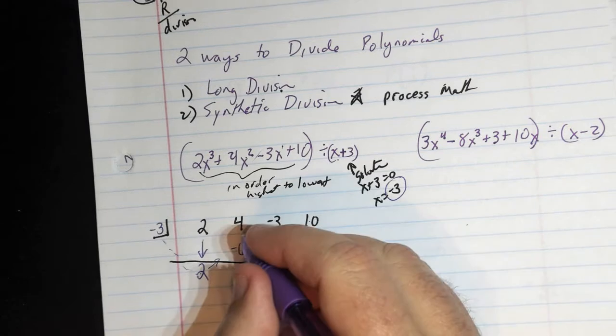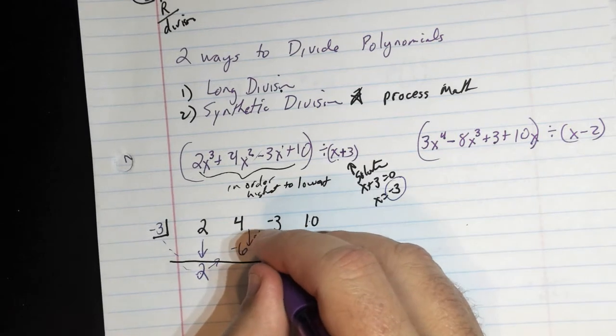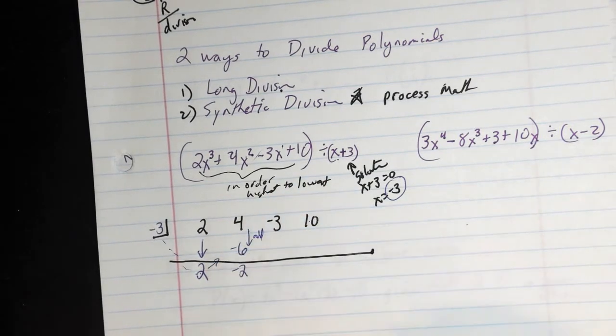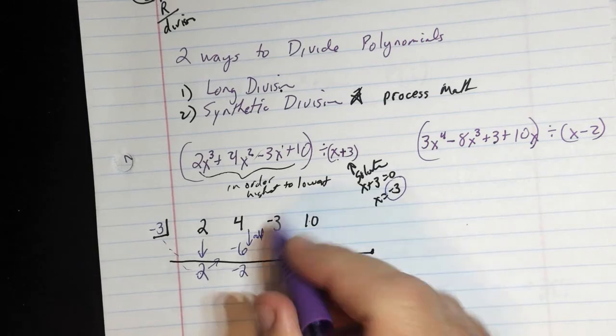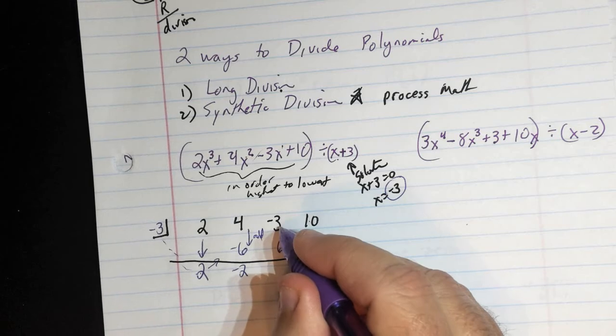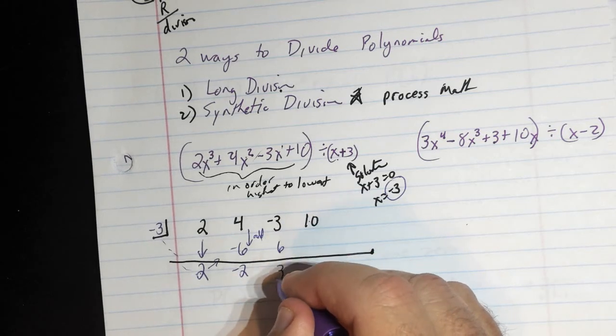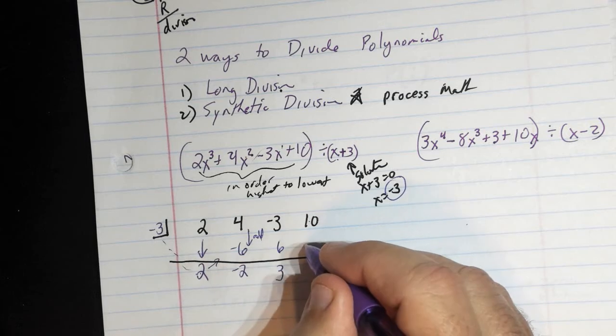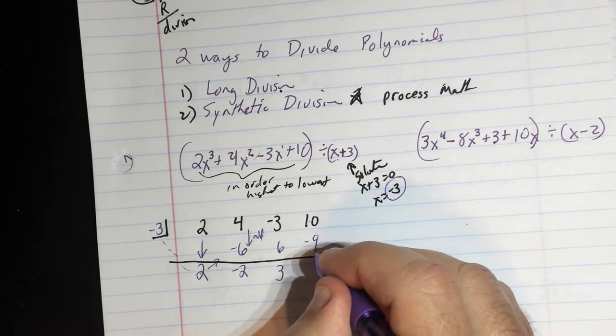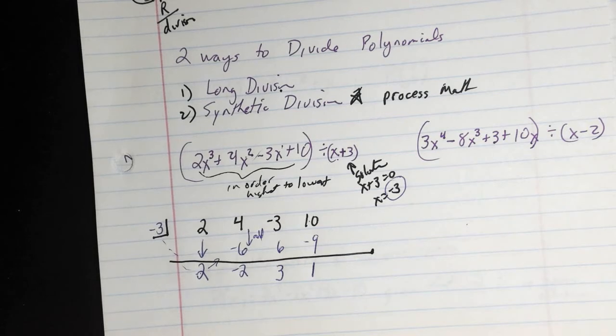Then we add those, which is going to be negative 2. And then we repeat. We repeat, that's going to be 6. We add those, that's going to be 3. We repeat again. Negative 3 times 3 is negative 9, and we add, we get a 1.